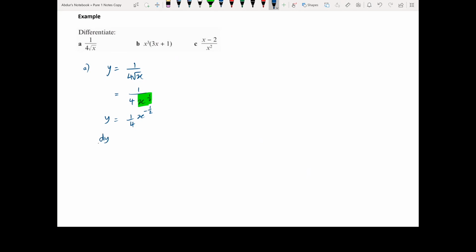Now we can start differentiating. Let's write down dy by dx. Again, multiply the coefficient here by the power. So we get 1/4 times minus a half, which is minus 1/8 x to the power of minus a half. Take away 1 from it, gets us minus 3 over 2.